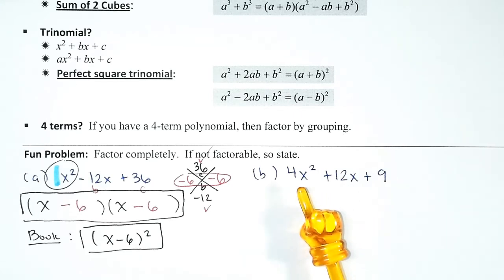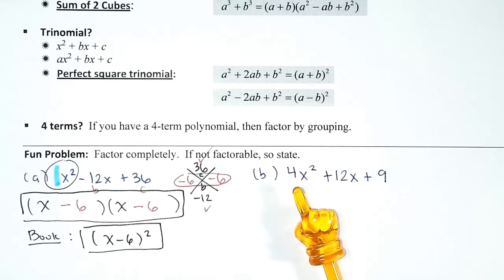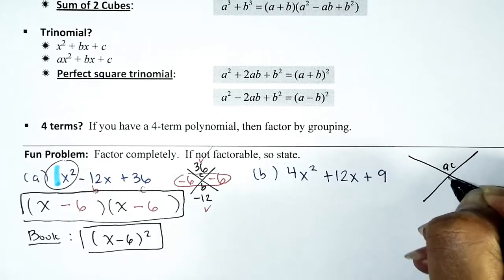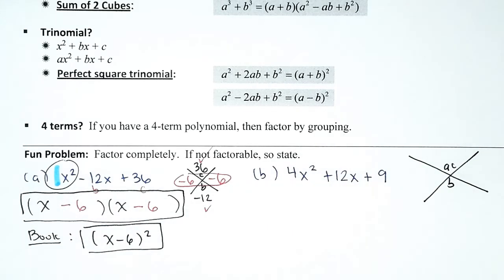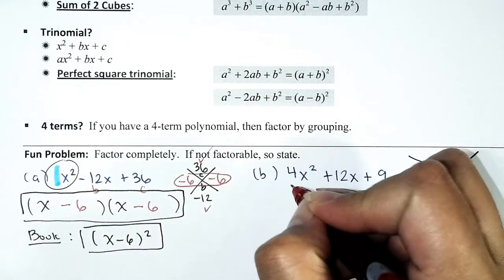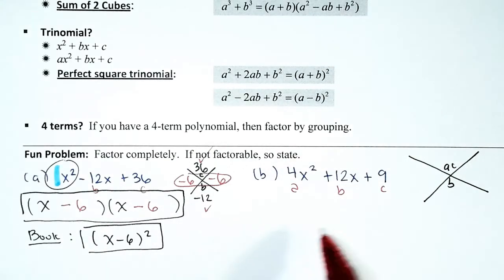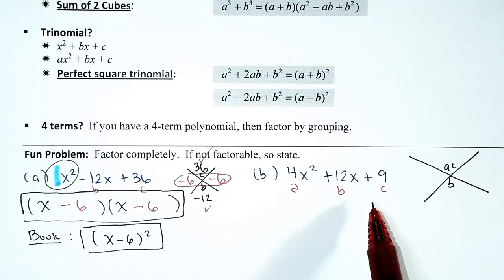Is the leading coefficient 1? It is not. Because the leading coefficient is not 1, we're going to use the AC method, or whatever technique you came to class with. So for my peace of mind, let me label A, B, C. The leading coefficient is 4, that's our A. The coefficient of the middle term is 12, that's our B. The constant term is 9, that's our C.